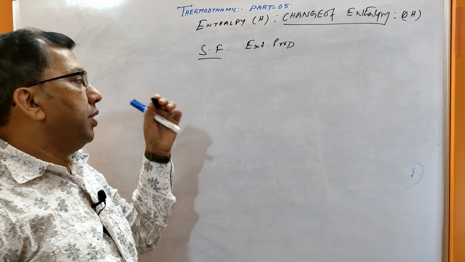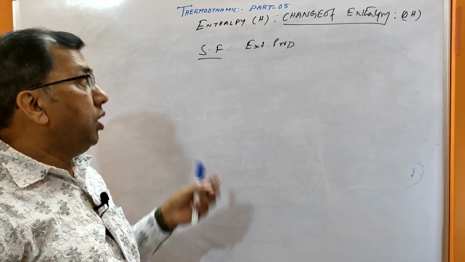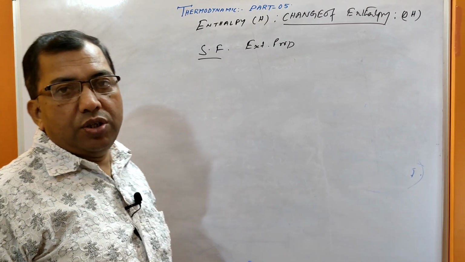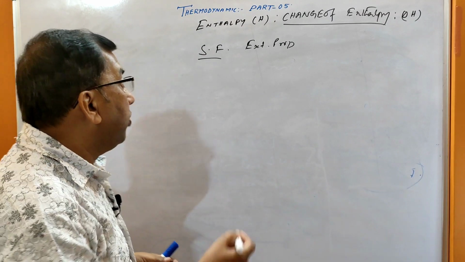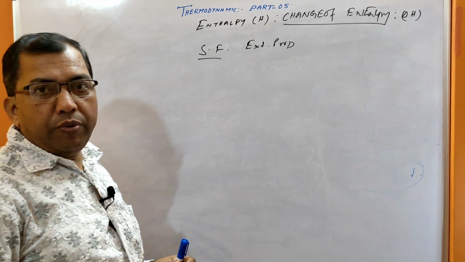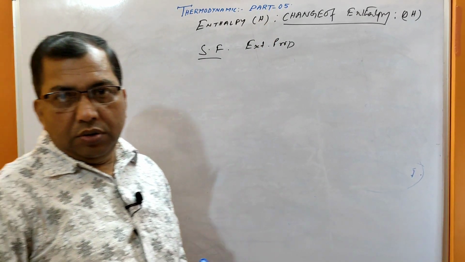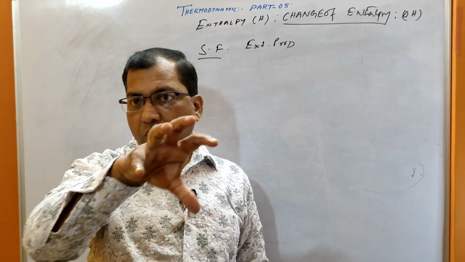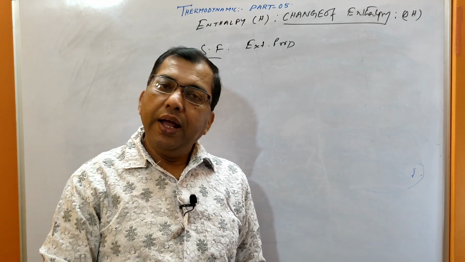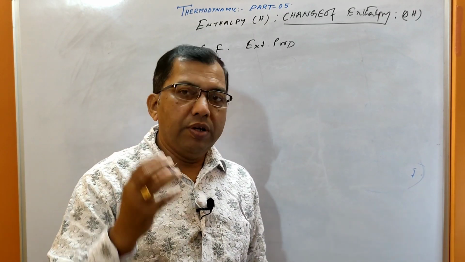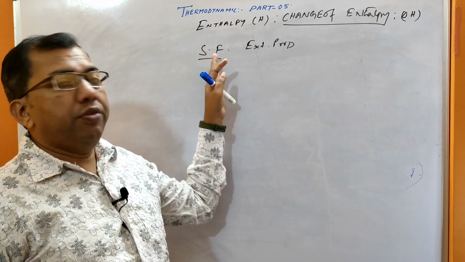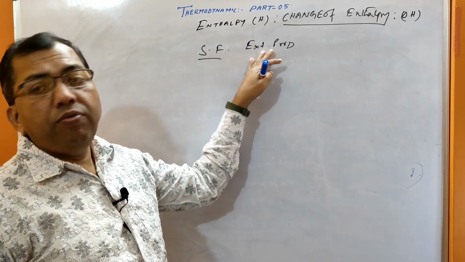It does not depend upon the path. It depends upon the amount of matter contained in it and the nature of the system, all these things. It is denoted by H. It depends upon the amount of substance, nature, and the conditions of temperature, pressure, etc. That's why it is a state function and an extensive property.